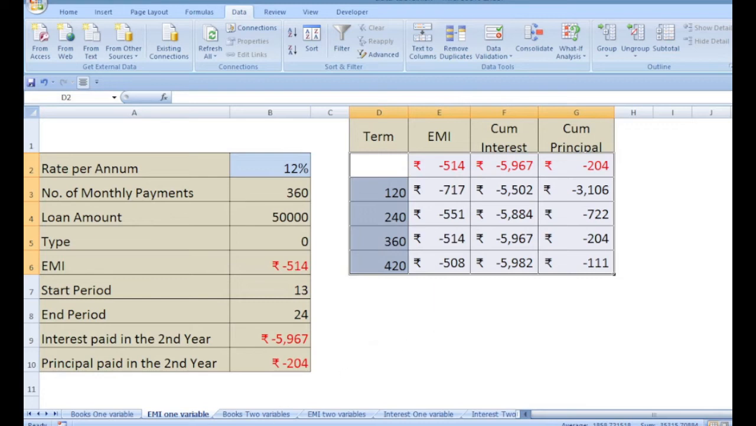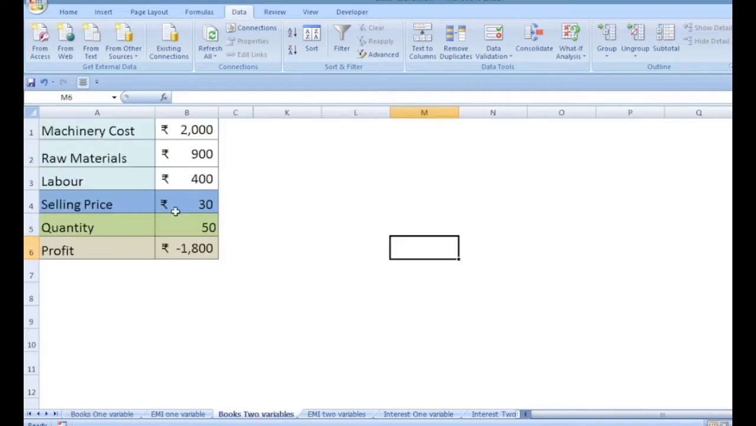Now we'll see how to change two variables, the same item example, but I have included some more expenses also. You have machinery cost, raw material, labor, selling price, quantity and profit. I have specified the formula to calculate the profit as selling price into quantity minus all these expenses, so B4 into B5 minus sum of B1, B2, B3. Now I just want to know how many quantities I must sell to get a good profit, or do I have to change the selling price? What if I want to change both and find out the profit?